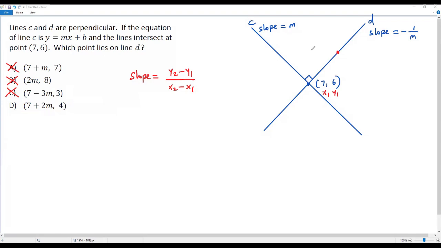Let's take this point on line D, that is (7 + 2m, 4). Let's take this as x2, y2. Let me plug in over here into the formula. For y2 we have 4 and for y1 we have 6, and for x2 we have 7 plus 2m and for x1 we have 7. Okay, here 4 minus 6 is negative 2, divided by 7 plus 2m minus 7, where the 7s will cancel. We get negative 2 over 2m. Okay, here this 2 will cancel. We get negative 1 over m. Whatever slope I got for line D, the same slope I'm getting over here when I use a point in answer choice D. So this is a point which lies on line D. The correct answer choice for this question is D.